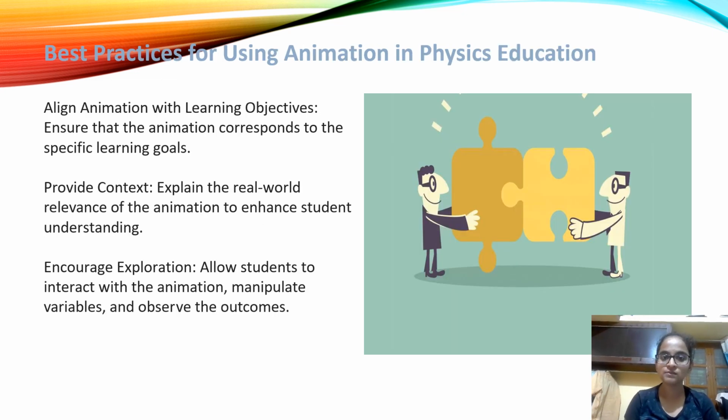So best practices for using animation in physics education are like: align animation with learning objectives. Ensure that the animation corresponds to the specific learning goals. Provide context. Explain the real-world relevance of the animation to enhance student understanding. Encourage exploration. Allow students to interact with the animation, manipulate variables, and observe the outcomes.